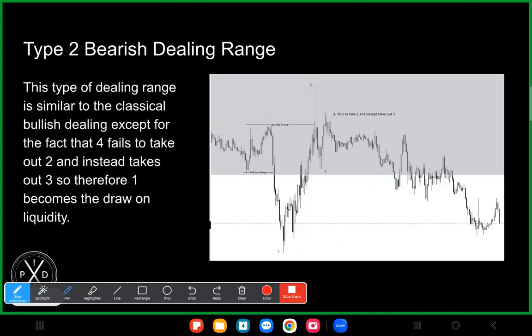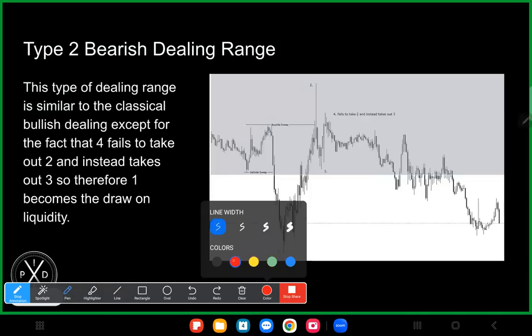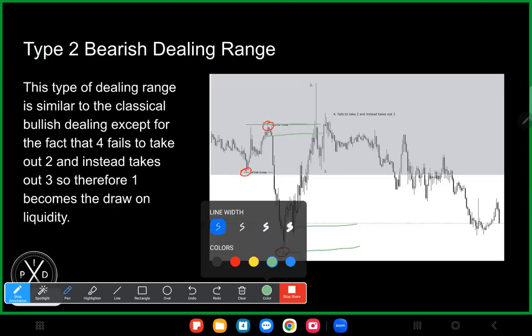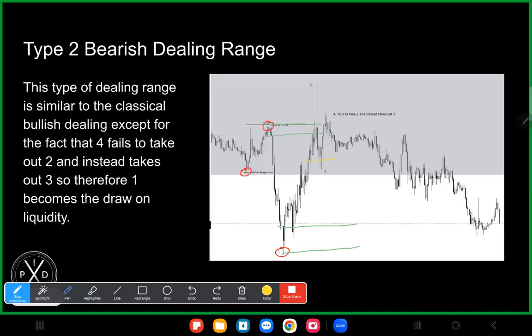If you remember from the first slide, I said that a dealing range is a high probability pricing sequence. Now, what I mean when I say that is that there are multiple PD arrays within a dealing range. So right here, we have a low, a lower low, and the high right here. So we have a breaker, right? And then we have this order block, and then we have multiple fair value gaps within price.